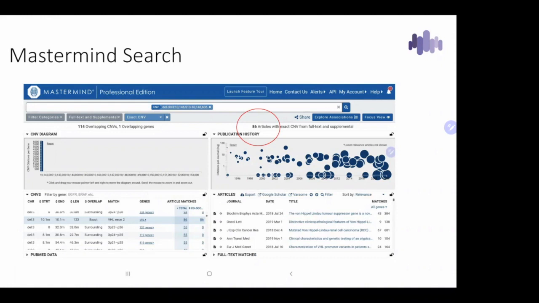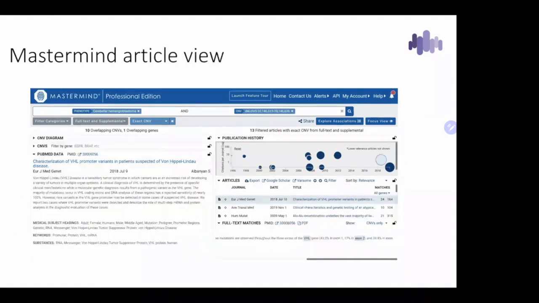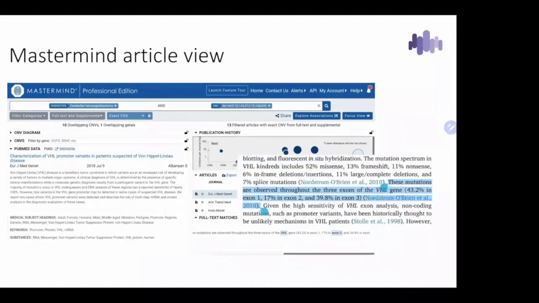And again, 86 articles were a lot to review. So we used the phenotype filter, filtered by cerebral hemangioblastoma, and found 13 very interesting articles. The one we wanted to highlight talks about the characterization of the VHL promoter variants in patients suspected of von Hippel-Lindau syndrome.